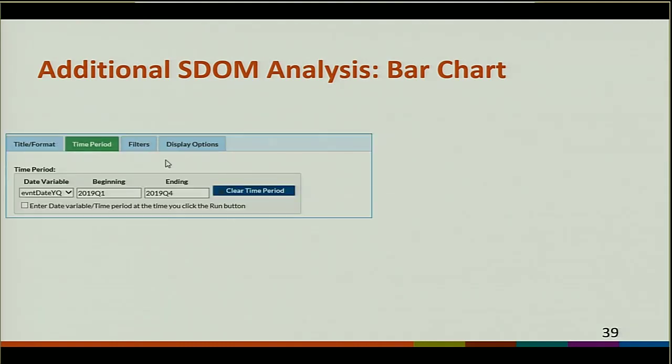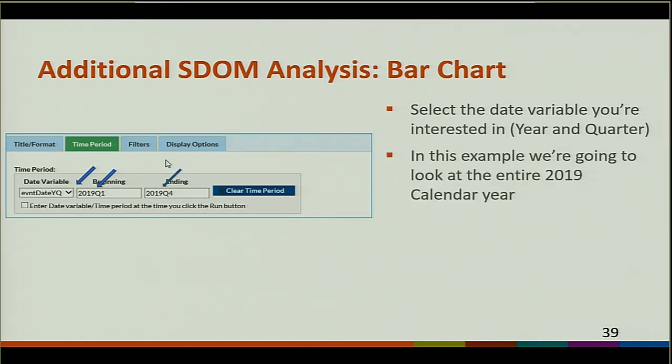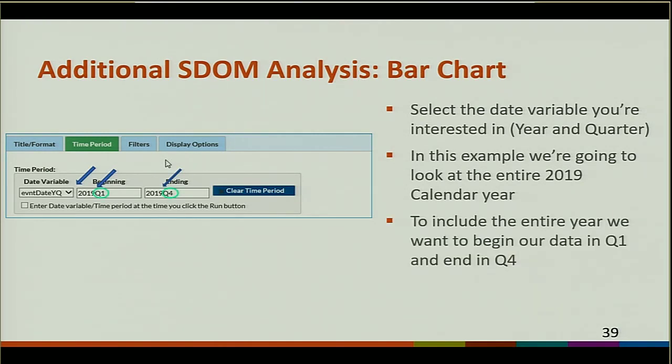In this example, we're going to try to create a bar chart looking at this facility's trends of same-day outcome measures for a full calendar year. Very similar to what we did for the patient same-day outcome measure events line listing, we're going to have to set and filter our data, starting with our time period. Again, we're going to set the date variable equal to YQ, and we're going to set the beginning and ending year to 2019. And last, we're going to select Q1 as the beginning of our data and the ending is Q4. This is going to ensure that all data from the calendar year 2019 is included in our bar chart.